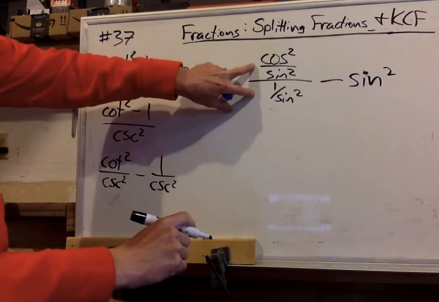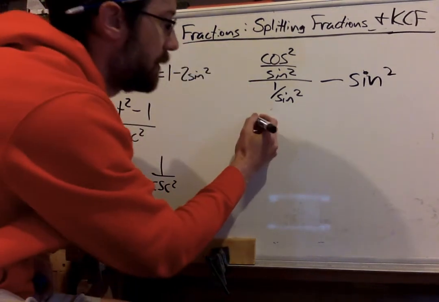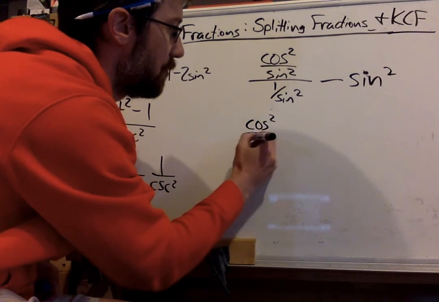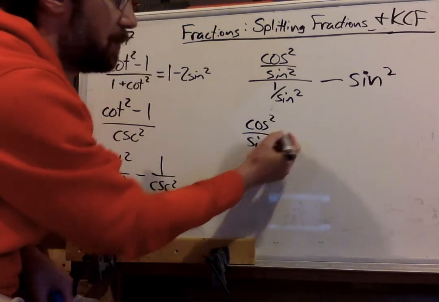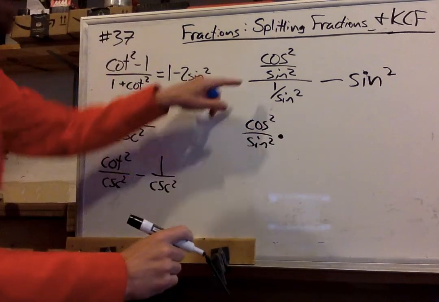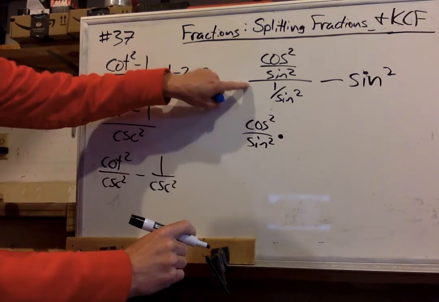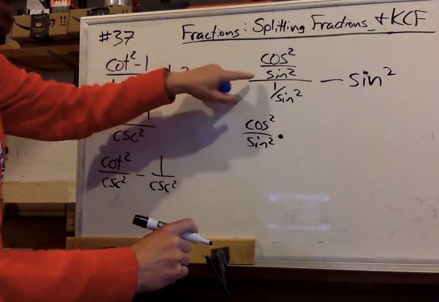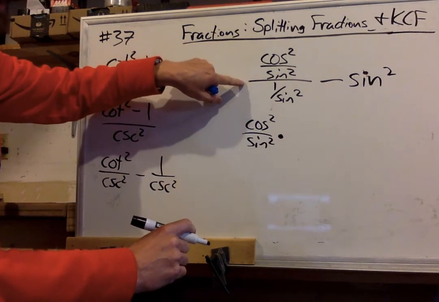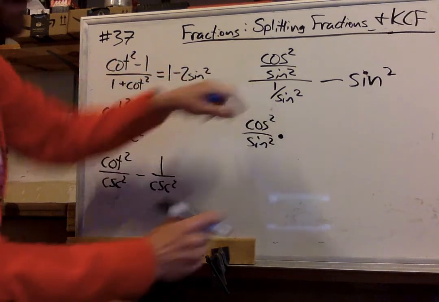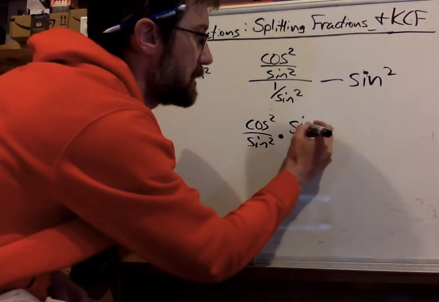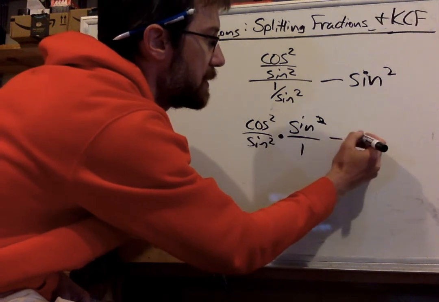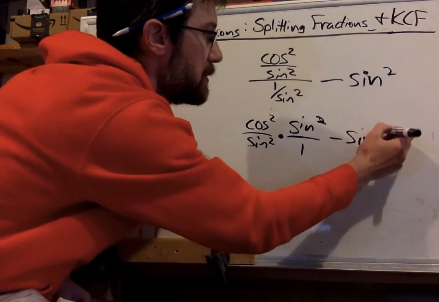Okay, fraction over fraction, keep, change, flip. This is going to be the top fraction, cosine squared over sine squared. We're going to change it to multiply, and remember that big fraction bar in the middle, that's really a division symbol. So we're keeping the top, we're changing this to multiply, and we're flipping the bottom. Sine squared over 1.